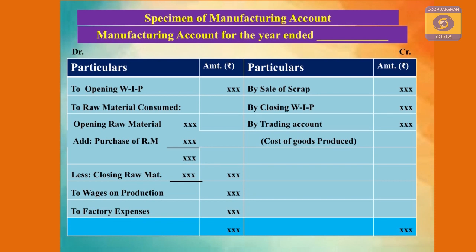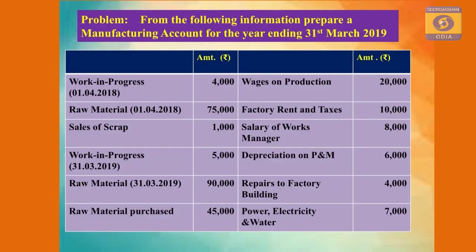Let's take a look at the credit side of this manufacturing account. We'll have by sale of scrap. As I said, if any amount is received by way of sale of scrap, that will be shown on the credit side. By closing work in progress, whatever figure is given to you regarding closing work in progress, that will be taken to the credit side, and then we will balance it. The balance will go to the trading account, that is the cost of the goods manufactured or the cost of the goods produced. So let us take a look at this problem.